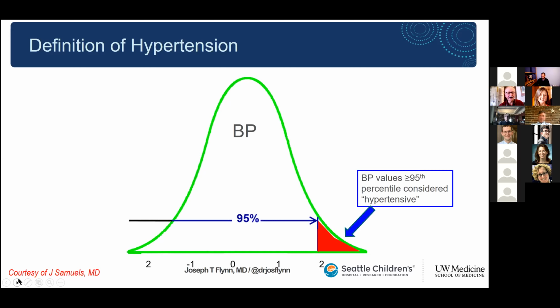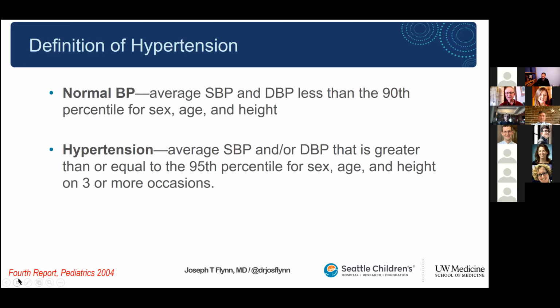And so you have the definition of hypertension displayed here from the fourth report, that hypertension is average systolic and/or diastolic blood pressure greater than or equal to the 95th percentile for sex, age, and height on 3 or more occasions. And the corresponding definition of normal blood pressure is less than the 90th percentile for sex, age, and height.